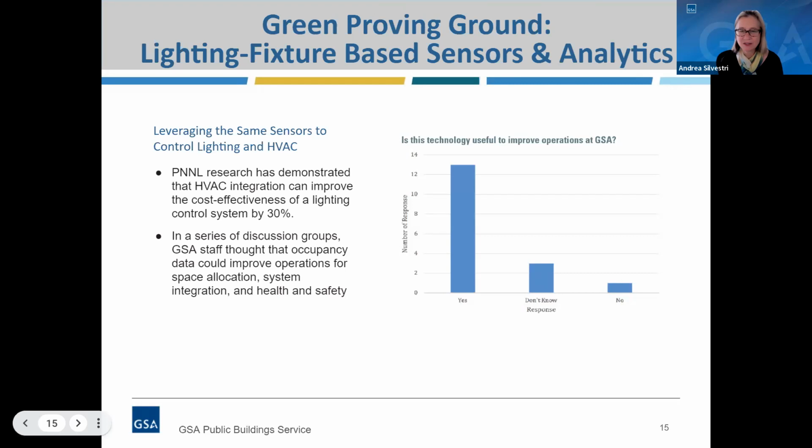PNNL and GSA also conducted a series of focus groups with GSA staff, and they overwhelmingly reported that they thought the technology and occupancy data in general could help improve operations for space allocation, as we've seen and as Teresa reported, help optimize operations, and also had health and safety benefits. Next slide.